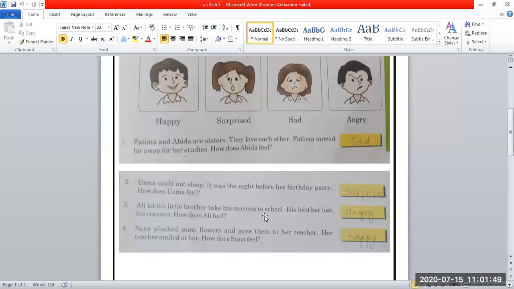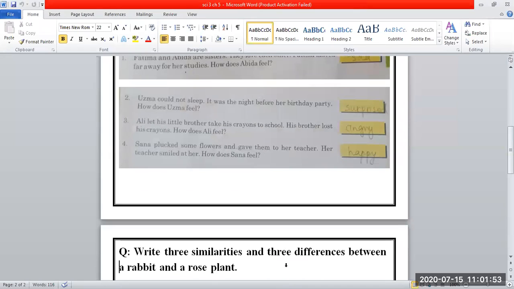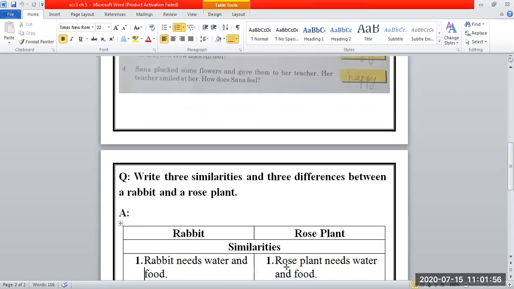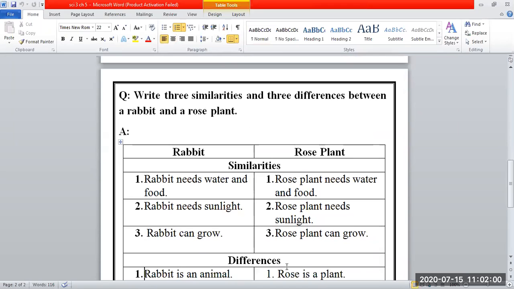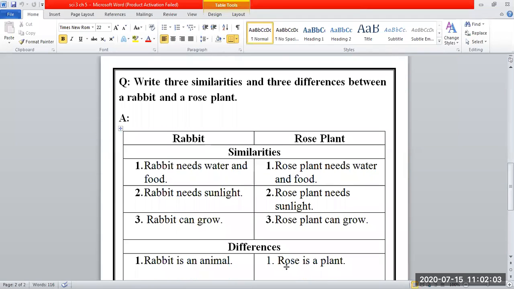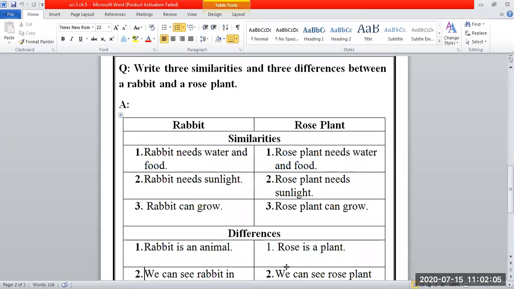Students, on page number 38, there is a brainstorm. You are going to do it on your copy. The question is: write three similarities and three differences between a rose plant and a rabbit. Here is the answer. Like I have done on this page, you are going to make a difference line. Here is the differentiate line. You are going to write down the question first. Ready your pages, chapter number 5.